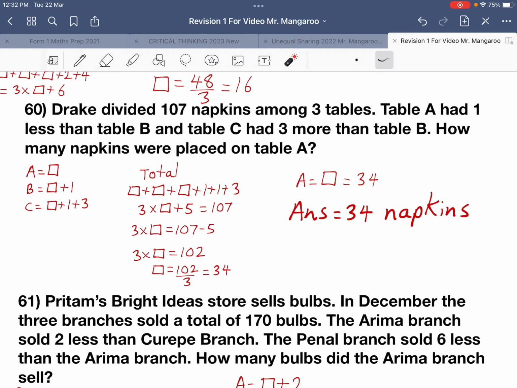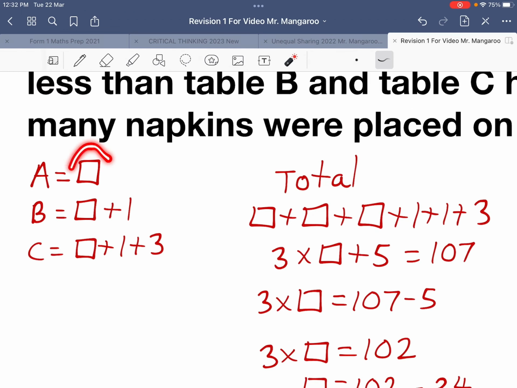Table A had 1 less than table B. Table C had 3 more than table B. So table A is the least. Table A, B is 1 more, and then C is even 3 more than B. So put down B's amount here and then add 3.